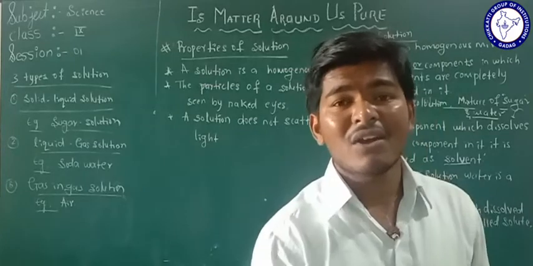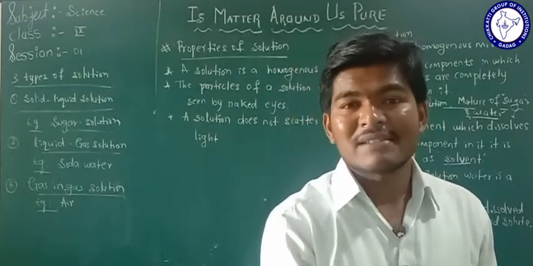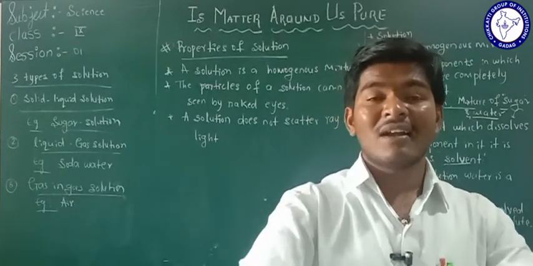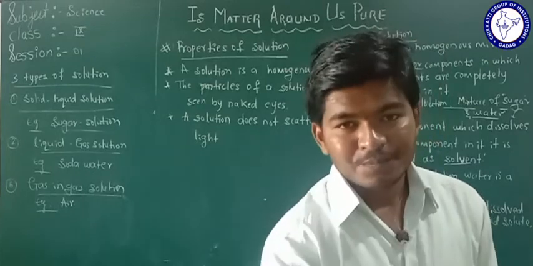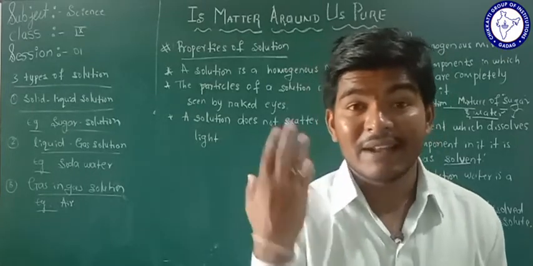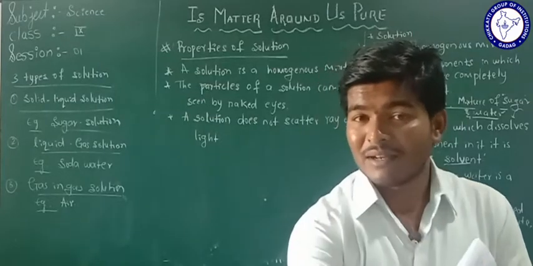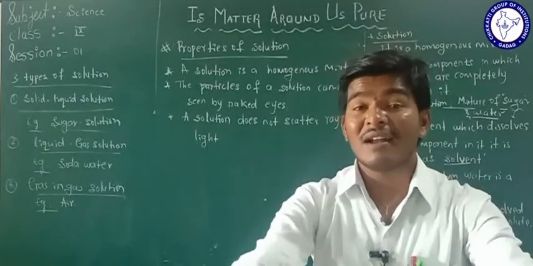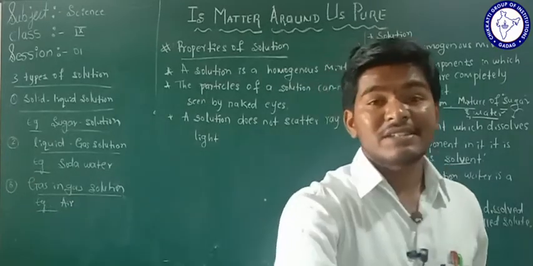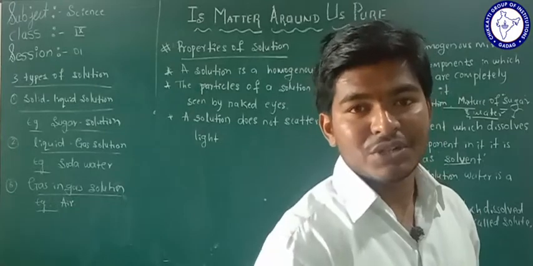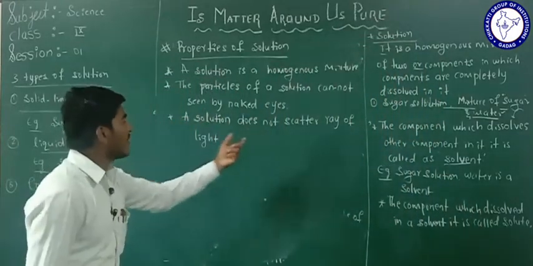The particles are not completely dissolved in it. The sawdust is not completely dissolved in the water, so it will be present everywhere in the water and it will be seen by the naked eyes. So when you pass the light through that glass, the sawdust scatters the ray of light, and then we say it is not a solution. What is the property of the solution here? A solution does not scatter the ray of light.